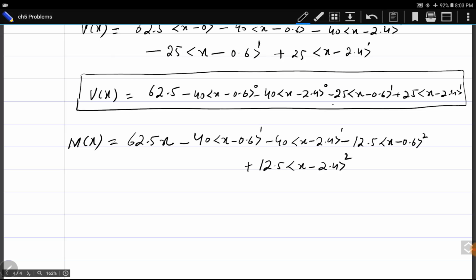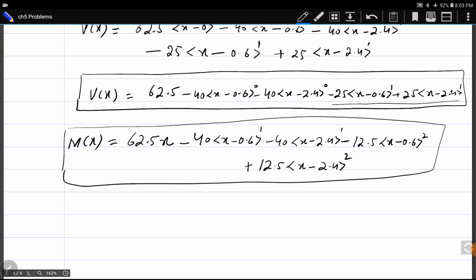Instead of this, if we would have integrated these two functions, it will become like this. So the bending moment function is simply integral of the shear force function. If there is any separate bending moment applied in the diagram, we would add their singularity function here. So this is singularity function for the bending moment.